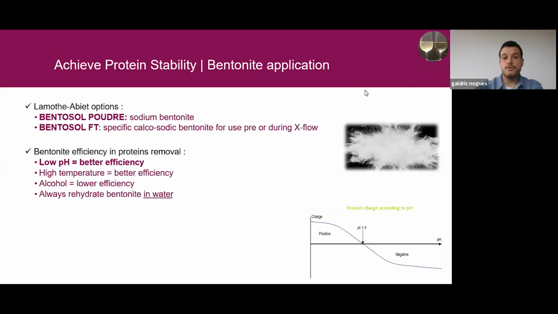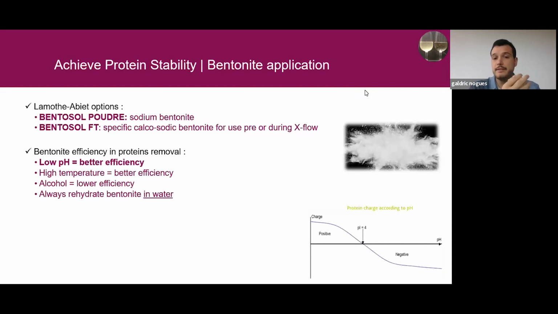Then the bentonite application is pretty well known as well. At Lamothe-Abiet, you have different options. Two of them would be Bentosol Poudre, which is a sodium bentonite, and Bentosol FT for tangential filtration, which is a specific calcosodic bentonite to use pre or during the cross flow because it preserves the membranes.